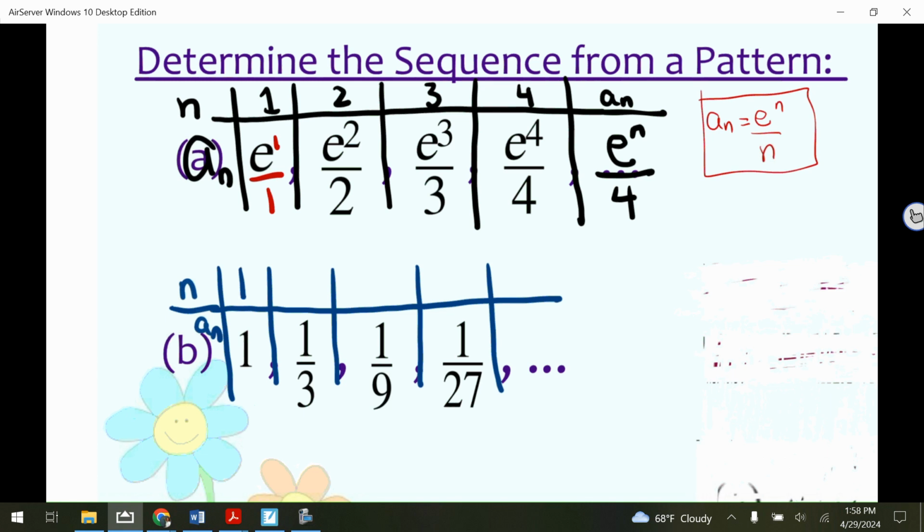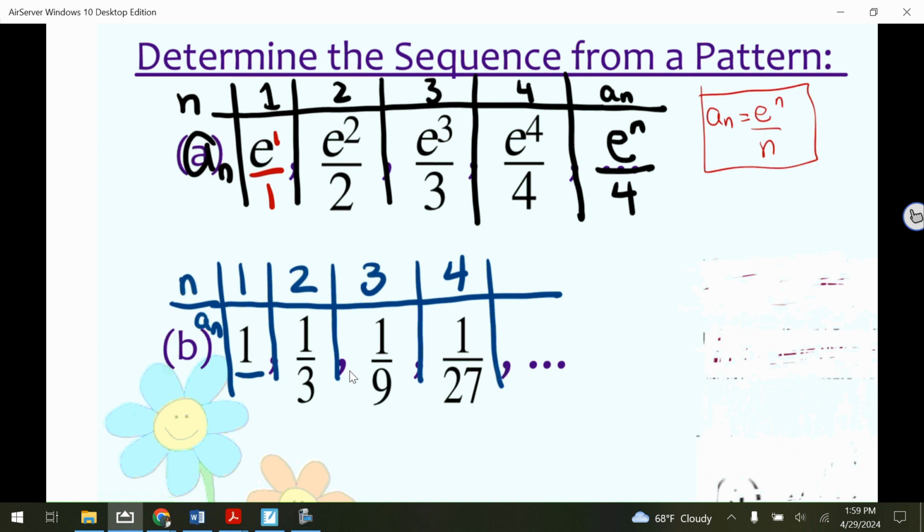So for n equals 1, I get 1. For n equals 2, I get 1/3. N equals 3, I get 1/9. N equals 4, I get 1/27. One thing I notice about all of these is I'm going to write this as 1 over 3 to the 0, just so I can see that pattern. This is 1 over 3 to the 0. This is 1 over 3 to the first. This is 1 over 3 squared and 1 over 3 cubed.